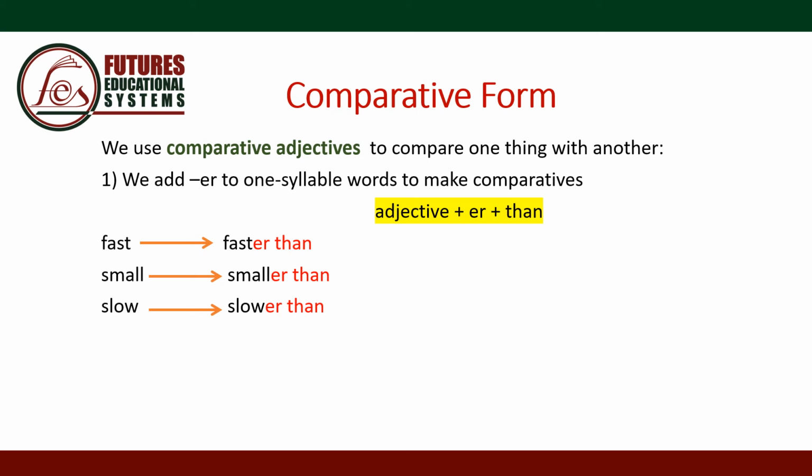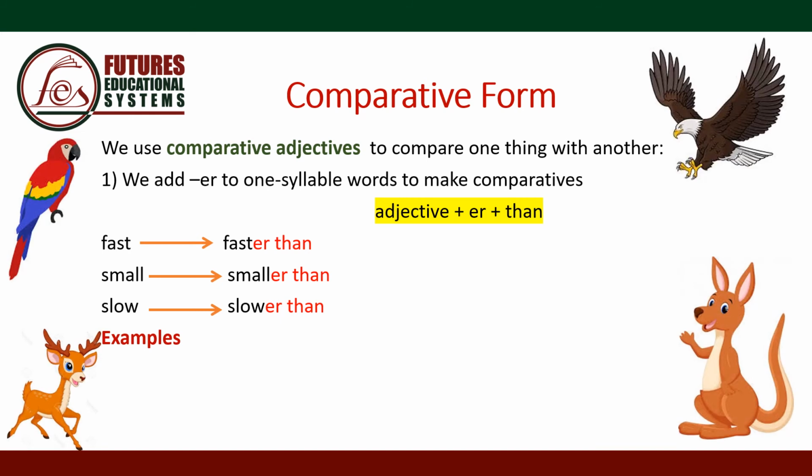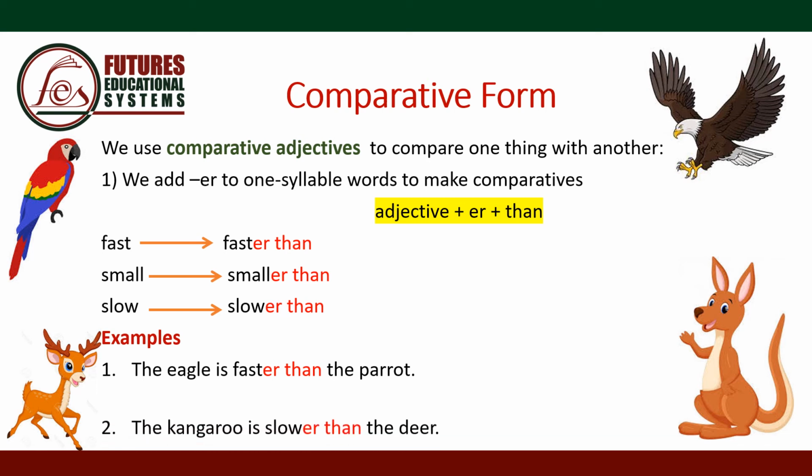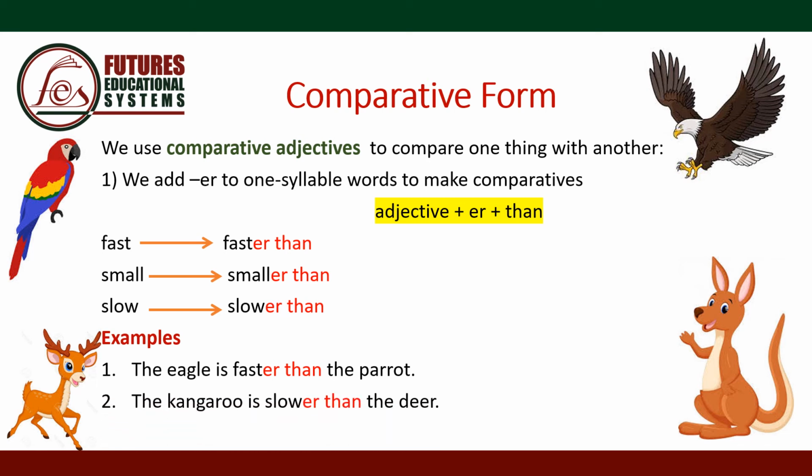So Ahmed is faster than Ali. That means that Ahmed runs faster than Ali. And Ali is slower than Ahmed. So we're comparing two people to each other. Examples. The eagle is faster than the parrot. And the kangaroo is slower than the deer.